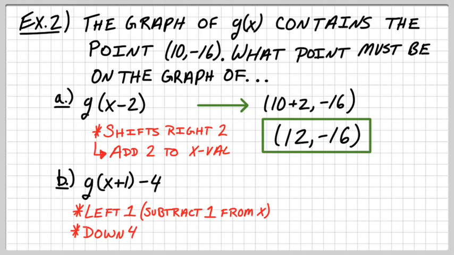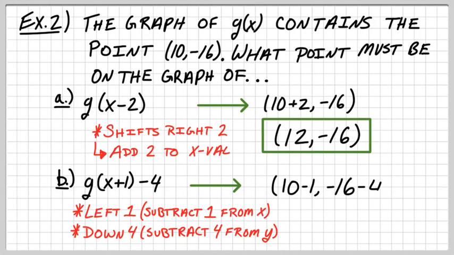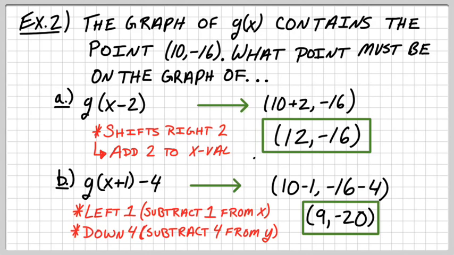And then down 4, right? Because the minus 4, that shifts the graph down 4. So we're just going to subtract 4 from the y value. So what point do you know has to be on this new transformed graph? If you started with 10, negative 16, then transformed it, well, subtract 1 from the x, subtract 4 from the y. We're at 9 comma negative 20.